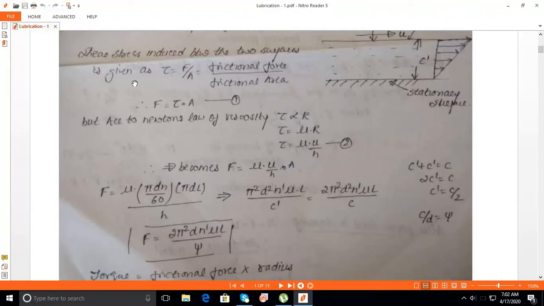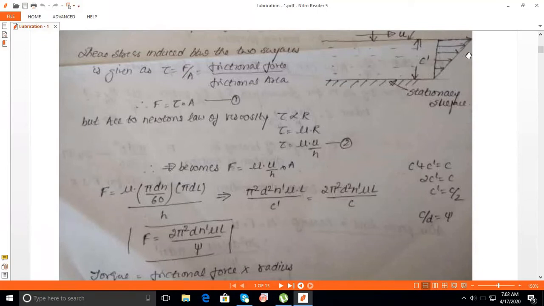So we understood that shear stress is equal to frictional force by frictional area. So F, the frictional force, is equal to shear stress into frictional area. According to Newton's law of viscosity, shear stress is directly proportional to rate of shear or shear strain. So tau is directly proportional to R. Tau is equal to mu into R. Mu is called the viscosity constant, and R is the shear strain.